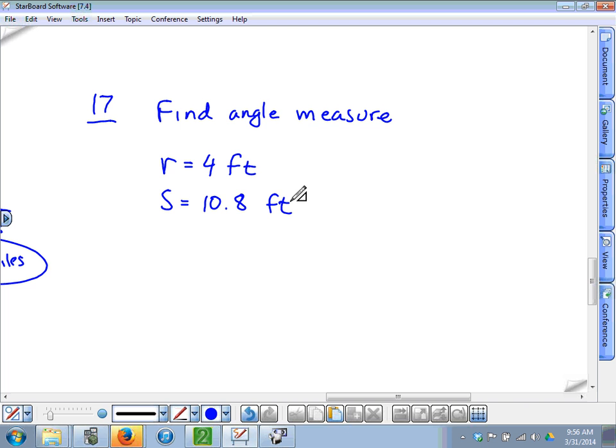You solve it as S equals r times theta. All I'm asking is find the angle measure. The angle measure is theta, isn't it? That's an angle measure, theta. So it'd be 10.8. So the formula is S equals radius times theta. What is it I'm asking you to solve for? Find theta. How do you solve for theta in this equation? Solve for it means get it by itself. So you would divide by r on both sides. So S divided by r is equal to theta.